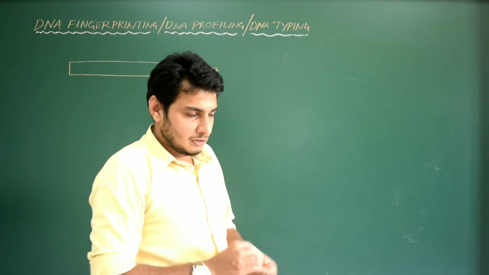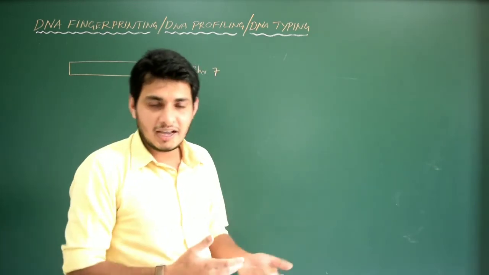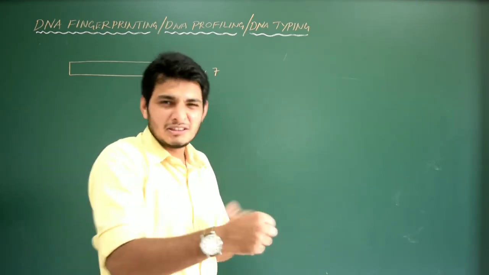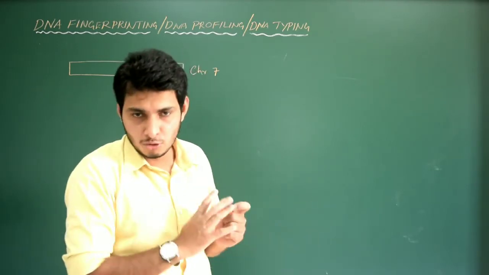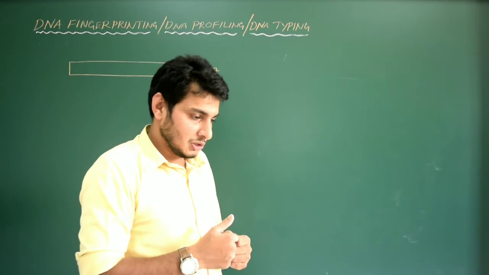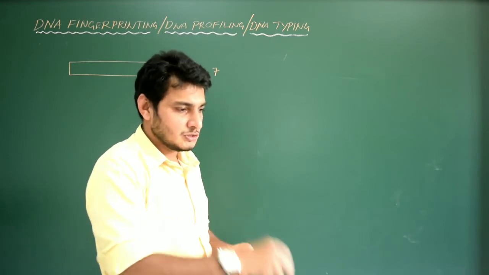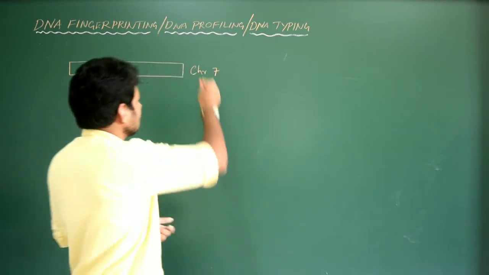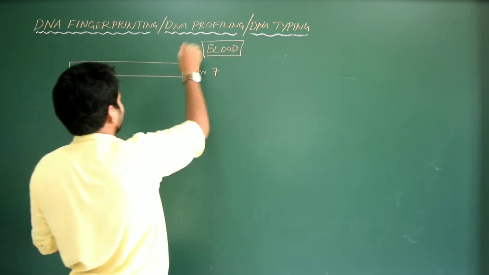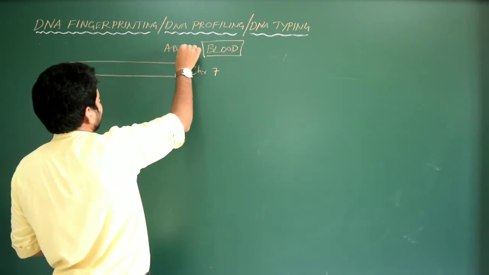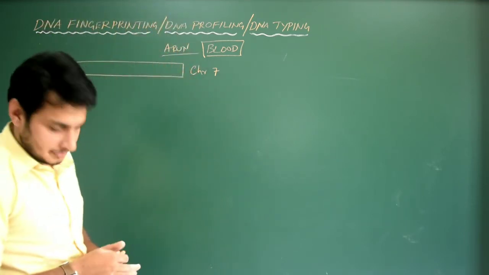For example, during the crime, actually during the fight, maybe 1 or 2 drops of blood were dropped on the floor. My blood dropped on the floor, so they collected my blood. Let me just write in the crime spot: they collected my blood. Let me write my name here.